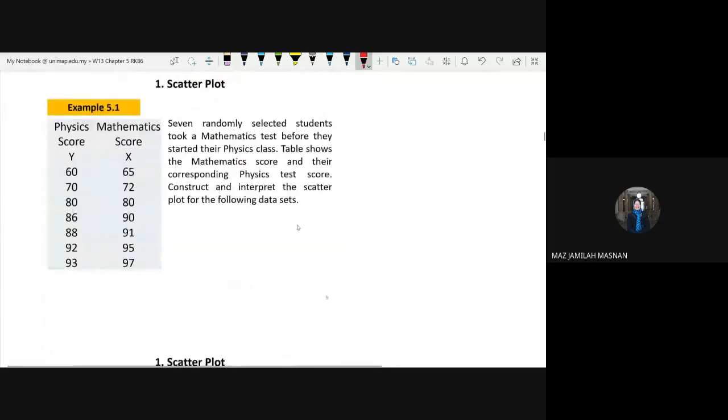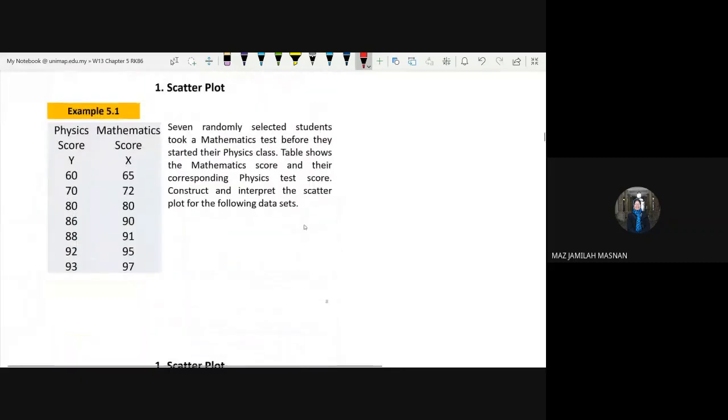If you can, look at your textbook at the same time, as I'm starting my discussion with example 5.1. That will be on page 167. Last time I showed you why we need to have the scatter plot before we can even do some analysis on the simple linear regression.